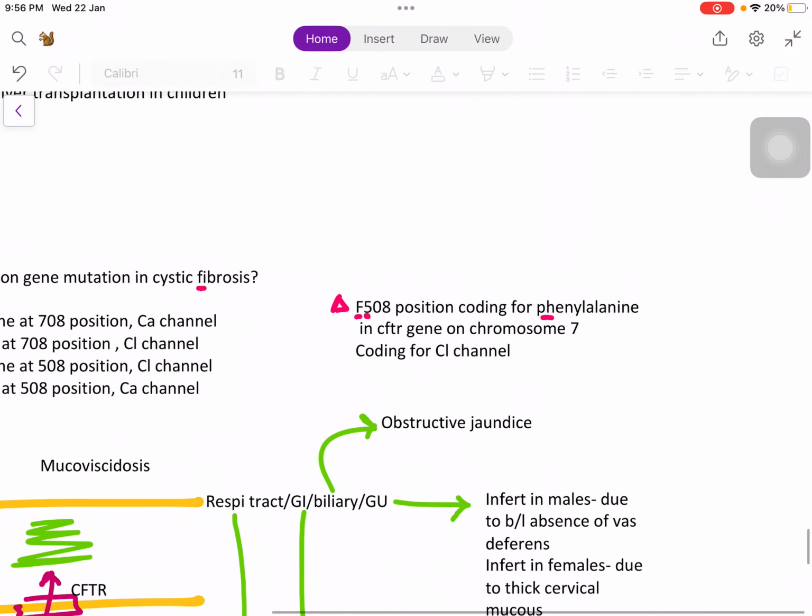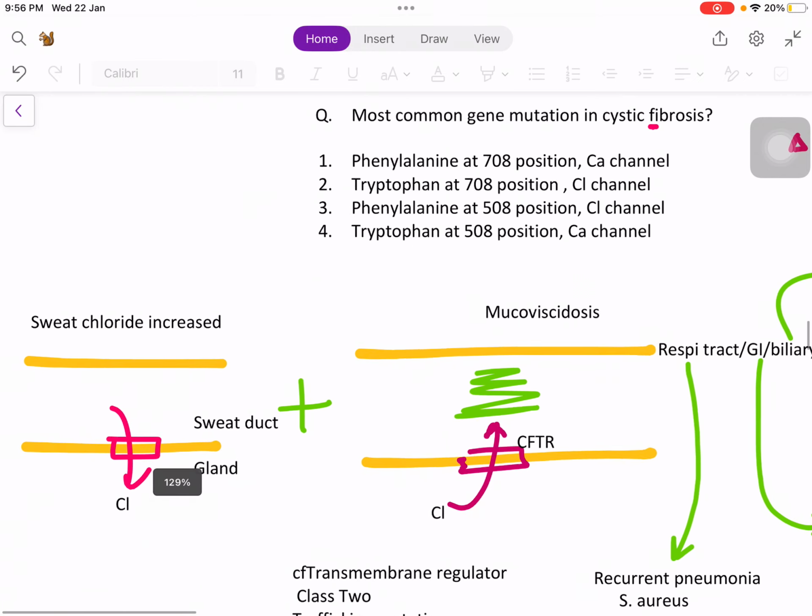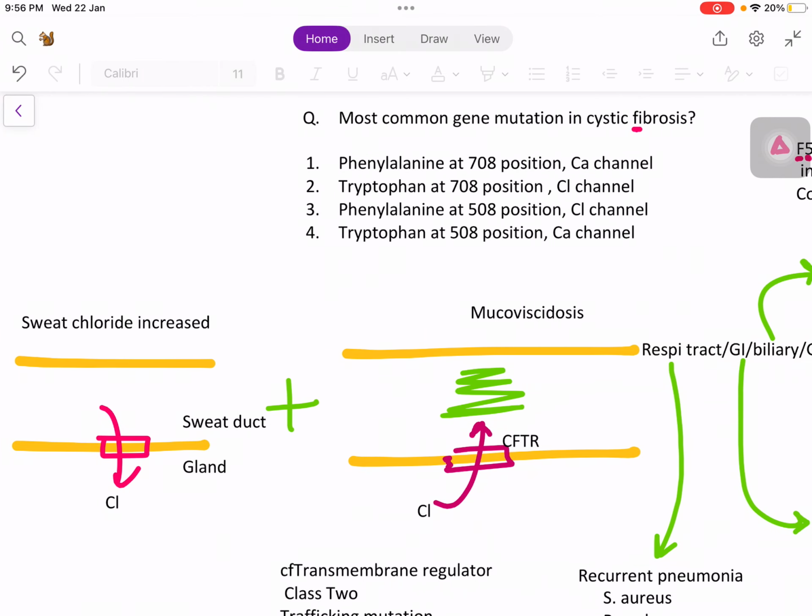So now we'll see the pathophysiology of cystic fibrosis. What this CFTR channel does is it reabsorbs the chloride from the sweat and releases it into secretions of the organ. Then this chloride liquefies these secretions and these secretions become easy to clear off.